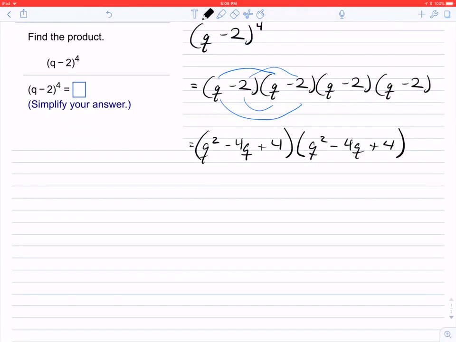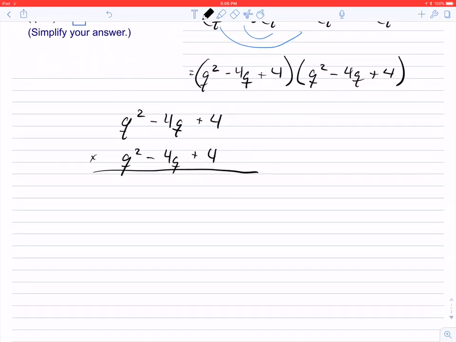So I'm just going to write q squared minus 4q plus 4. I'm multiplying that by the same thing, q squared minus 4q plus 4. So 4 times 4 is going to be plus 16. 4 times a negative 4q is a negative 16q. And then 4 times q squared is 4q squared.